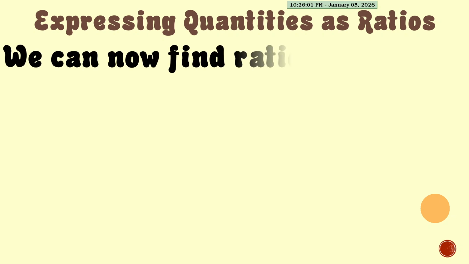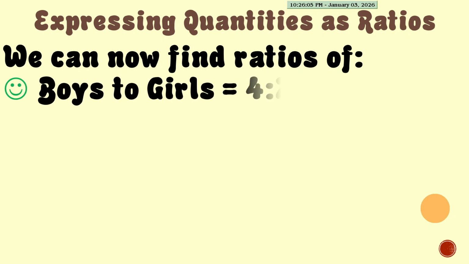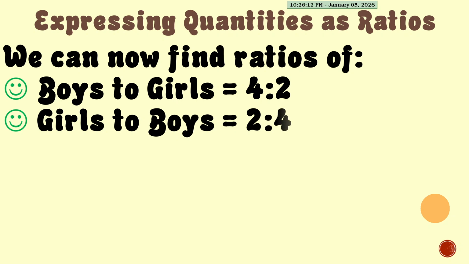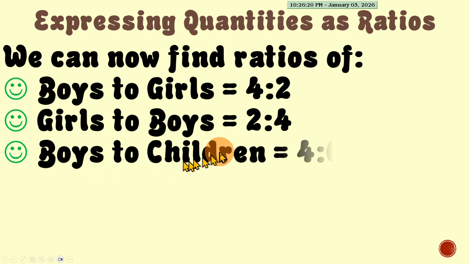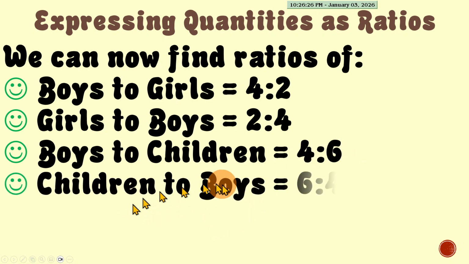So now that we can find these ratios, there are 4 boys and 2 girls, so the ratio is 4 to 2. And of course, if they reverse it, it's going to be 2 girls to 4 boys, so the ratio is 2 to 4. If it's boys to children, it's 4 boys, 6 children, 4 to 6. And if it's reversed from children to boys, it's going to be 6 to 4.